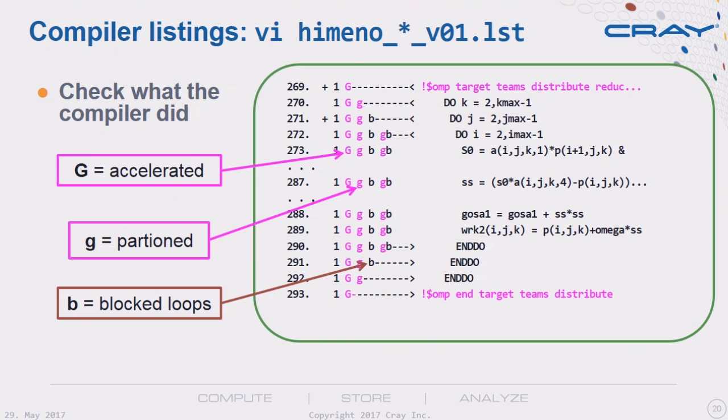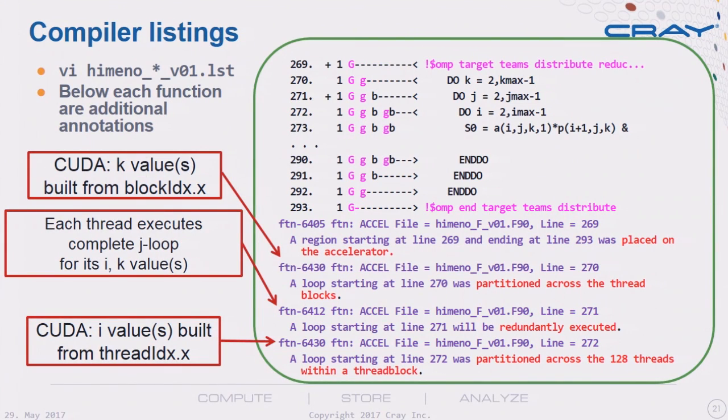And then we can also get more details if we go down at the end of the function. And there we have several lines. I just printed a few of them here. And there we can see how it is distributed. So we can see, okay, the loop or the loops are placed, I mean the kernel is placed on the accelerator. Then we see that the outermost loops should be partitioned across the thread blocks. And we should also see that the inner loop, so the I loop, should be partitioned across 128 threads within these thread blocks. So you see the middle loop is executed redundantly within the thread blocks, and the innermost loop is then partitioned within the thread blocks with 128 threads.